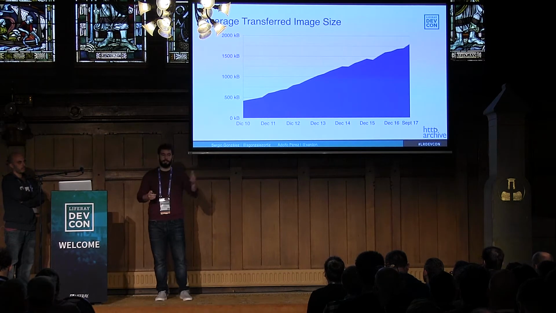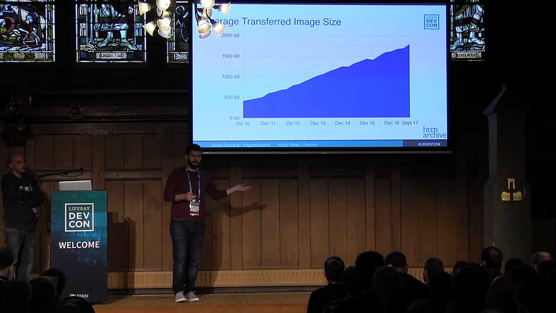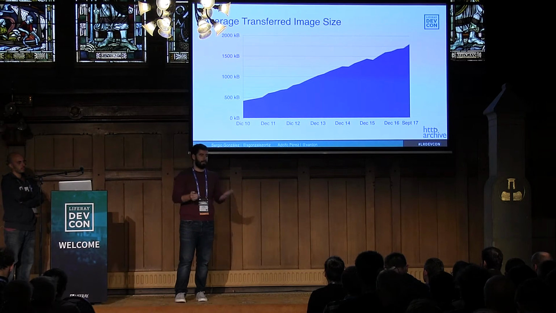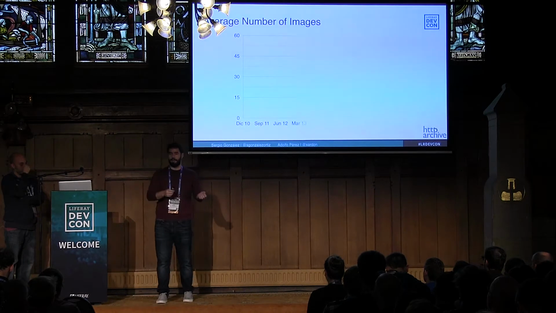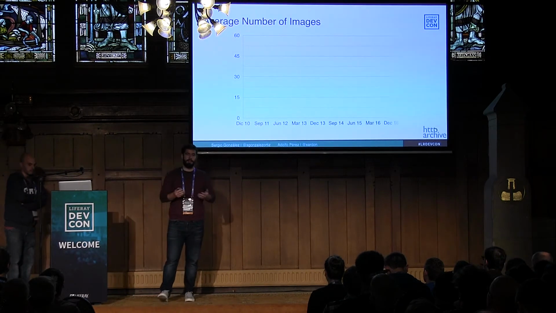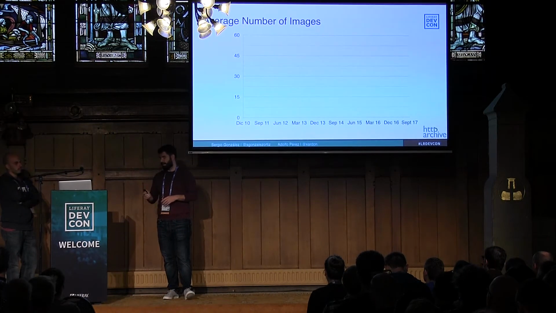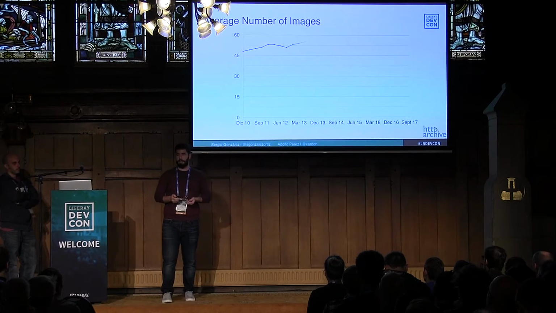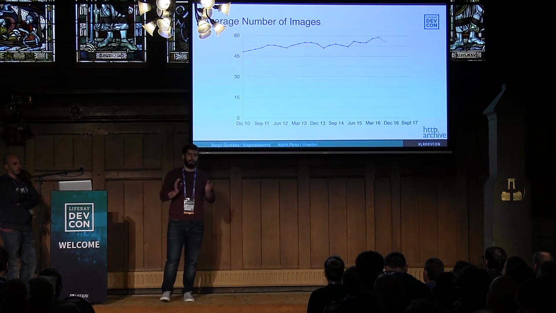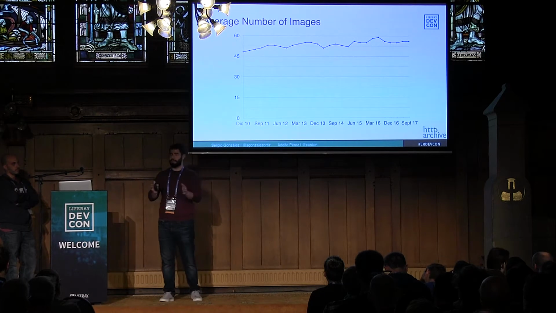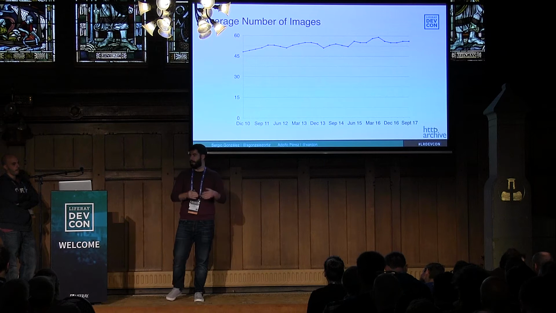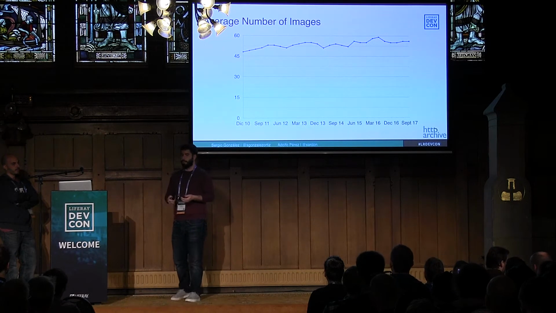But you may be wondering, is this because we are sending more images? Because maybe before we only used a couple of images, and now we are using hundreds of images. So if we look at the number of images that are served in an average website, you will see that it's not actually increasing. It's mostly constant. We are sending around 50 or 55 images per website, and that almost kept constant over time. We are not sending more and more images in new websites.